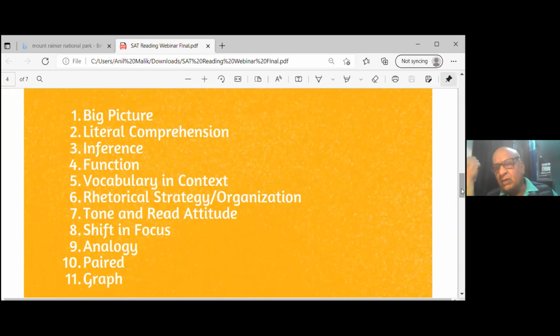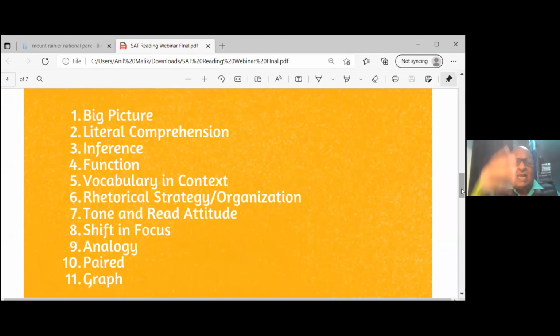And you have 6 graph questions, that's a serial 11. So if you add this up, it comes to a score of 42. You have 10 questions left. Now, all the other questions, like the main idea or a shift in focus or an analogy, will actually comprise the other 10, right?